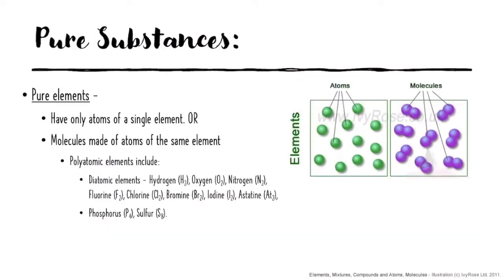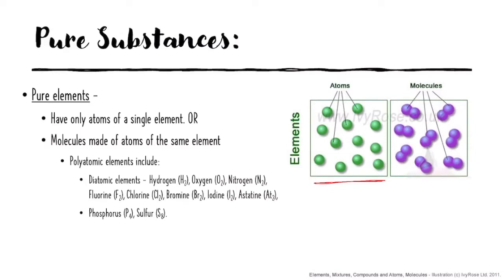All right, so the first thing we're going to talk about are pure substances, and the first type of pure substance we're going to discuss are pure elements. So pure elements contain only one type of atom, or atoms of a single element from the periodic table, and so that is our first example right here. That's what I'm talking about, just single atoms of elements from the periodic table.